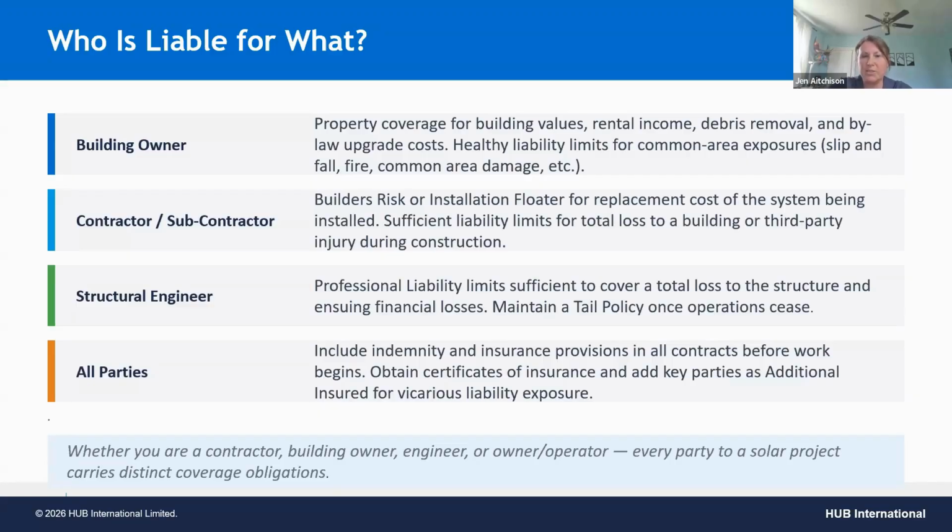The builder's risk or installation floater, of course, for replacement of the system being installed on the building. That would be the contractor and or subcontractor, depending on how that's structured. And of course, making sure that the liability limits are reflective of the total loss of a third party building and potentially the contents and loss of profits. We've seen some instances where solar arrays didn't get built on rooftops because the requirement for liability limits was just too high. Back in FIT days in Ontario, I'll never forget it.